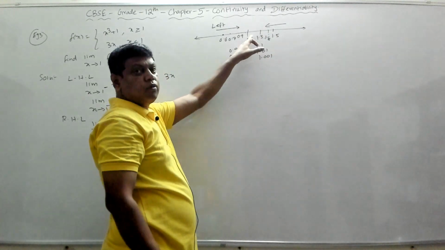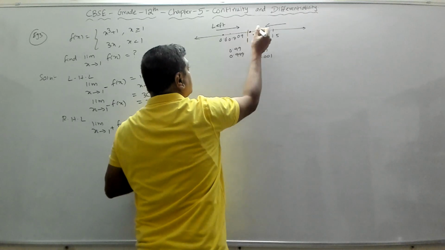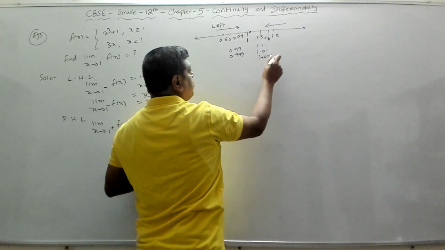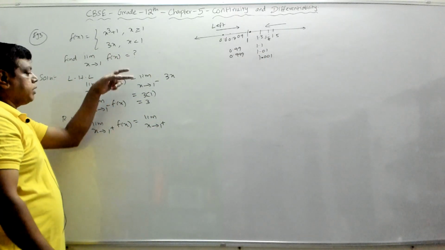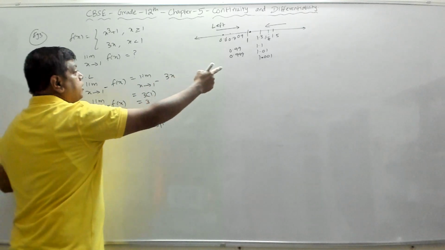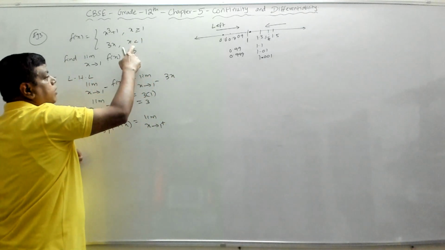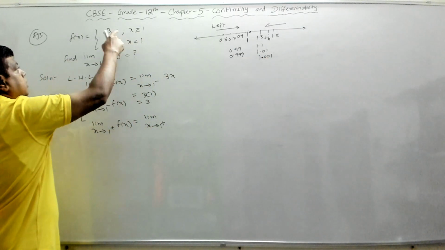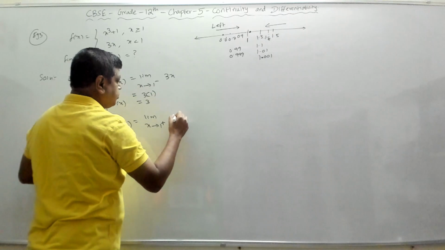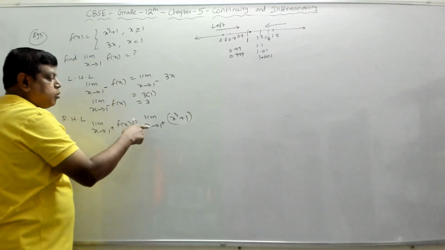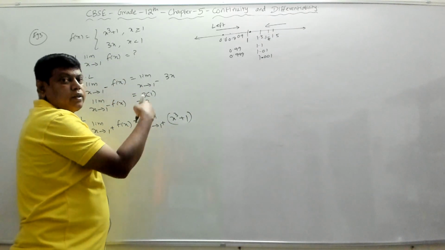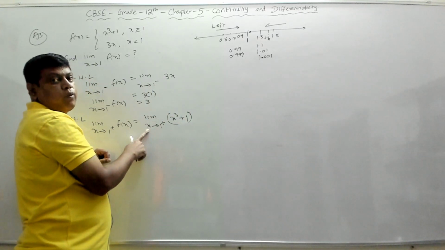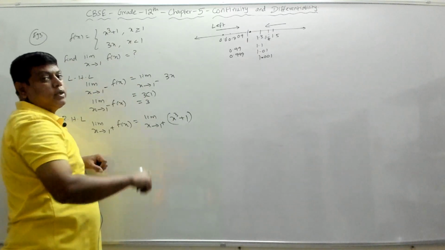So we should pick up a value. Suppose I take a value that is very, very close to 1 but greater than 1, that is 1.001. So x is 1.001. When x is 1.001, is it greater than or equal to 1 or less than 1? This value, 1.001, is greater than or equal to 1. Therefore, we should use this function x cube plus 1, because x is approaching 1 through the values greater than 1, or the right side of 1. Right side of 1 means greater than 1. So all the x is greater than 1. When x is greater than 1, x cube plus 1 is the function.